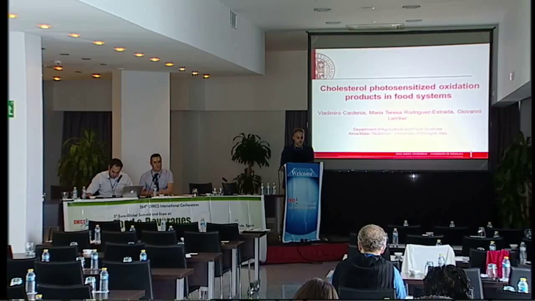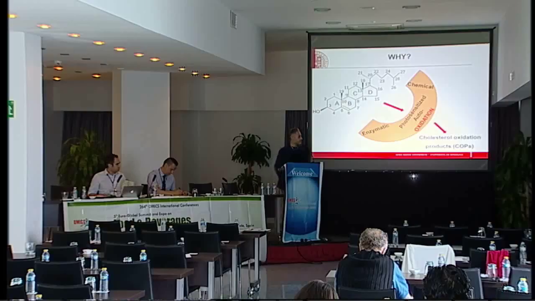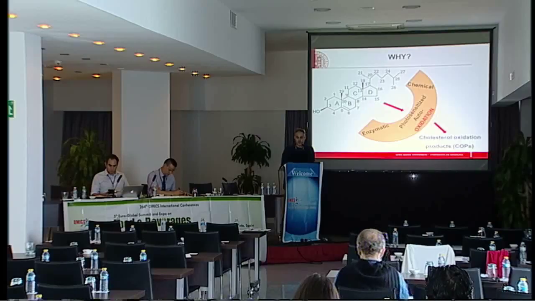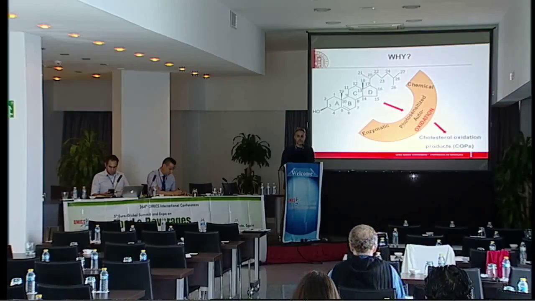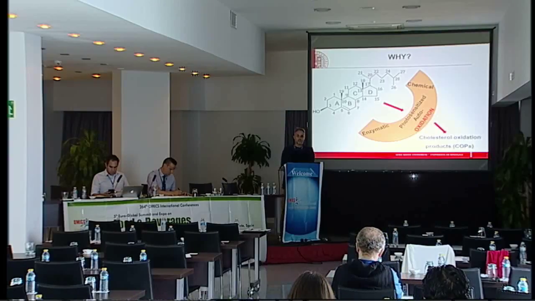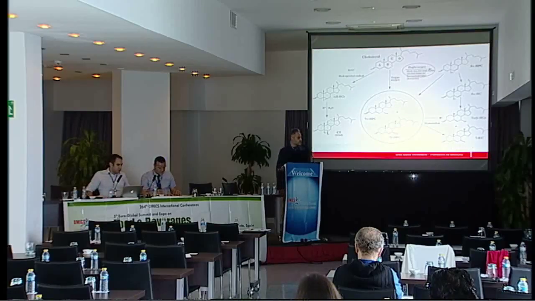I want to show you just an overview on cholesterol photosensitized oxidation products in food systems. Cholesterol is a monomolecular monounsaturated molecule, like a monounsaturated fatty acid, and is prone to oxidation by enzymatic activity, like what happens in the brain or the liver, or by photooxidation or autooxidation, leading to the production of cholesterol oxidation products called the COPs. But what is the difference between the autooxidation and the photosensitized oxidation?